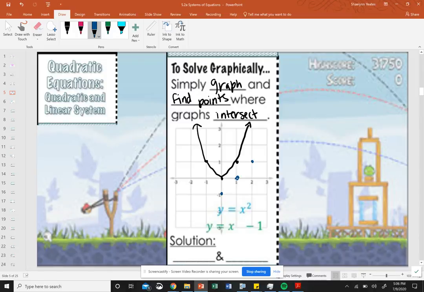Up 1 over 1, up 1 over 1. So we'll see. Up 1 over 1, down 1 over 1, down 1 over 1. And as you can see, not always do we end up with a solution, so we would write no solution.